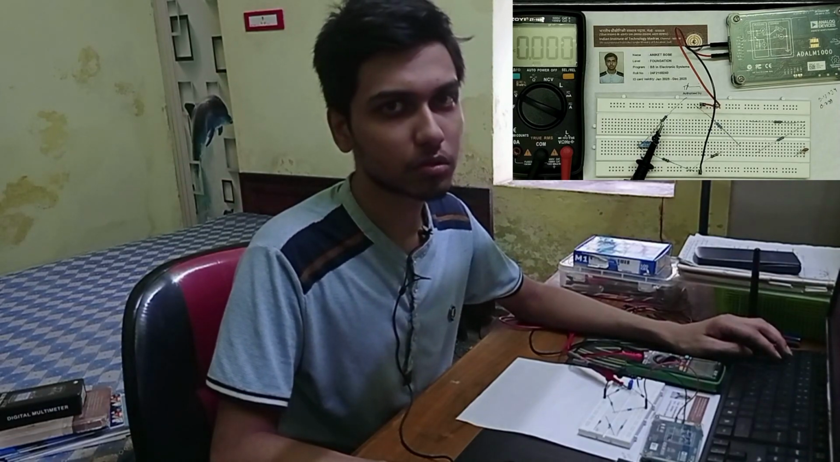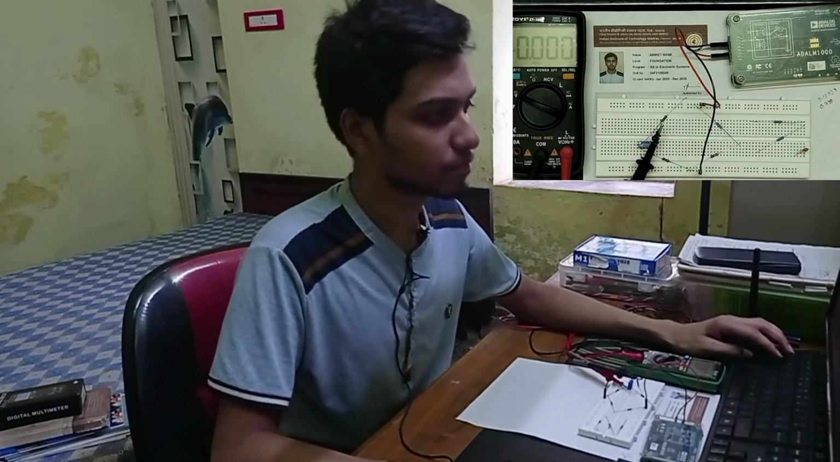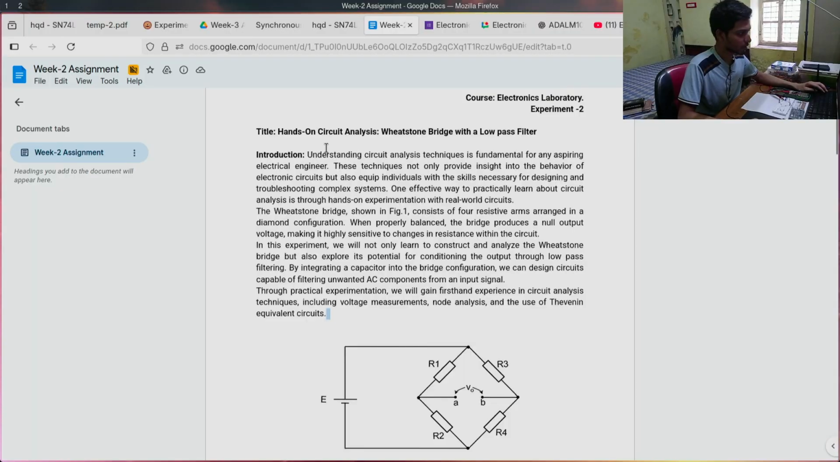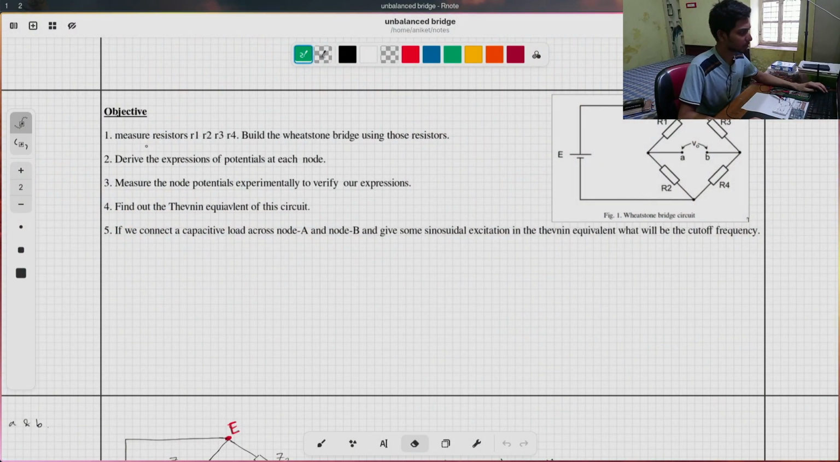Hello, my name is Aniket Bose and today I am going to demonstrate the experiment about Wheatstone bridge. From the lab manual, I have summarized all the objectives. So here are the objectives. The first objective is to measure all the resistors in the Wheatstone bridge and build the Wheatstone bridge.